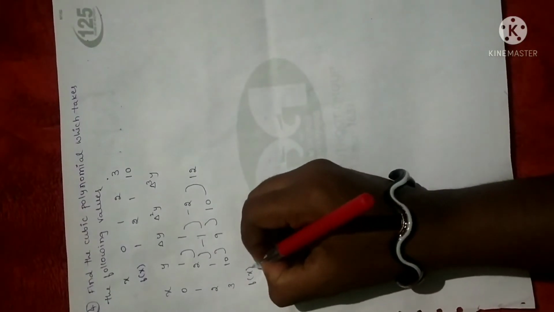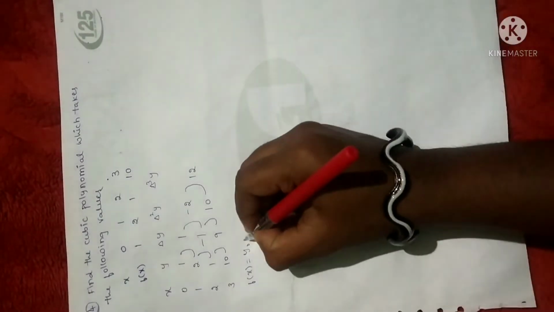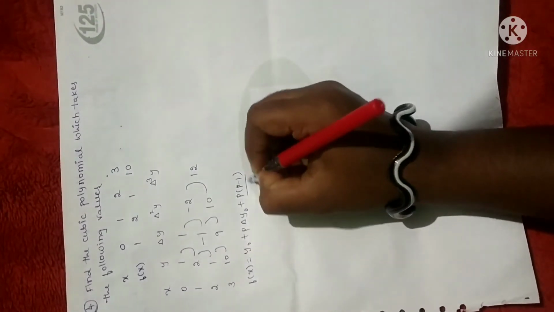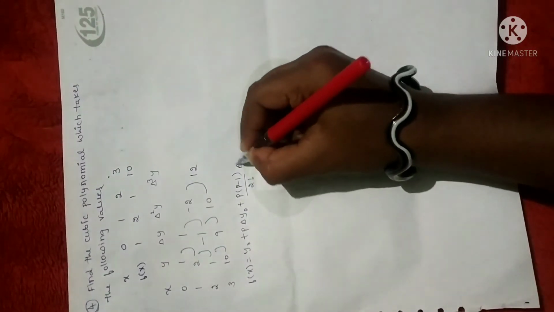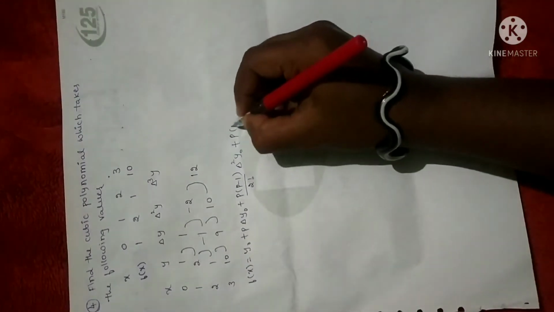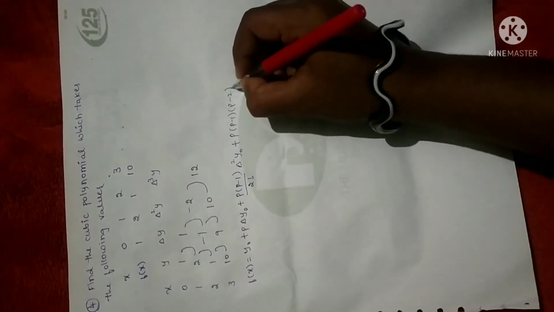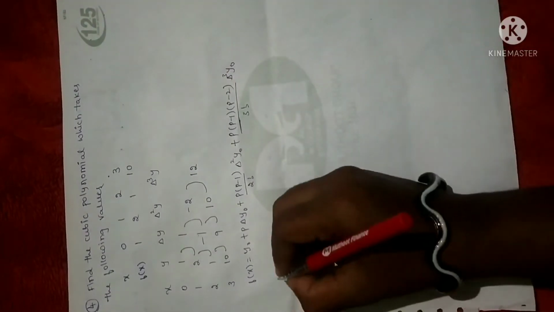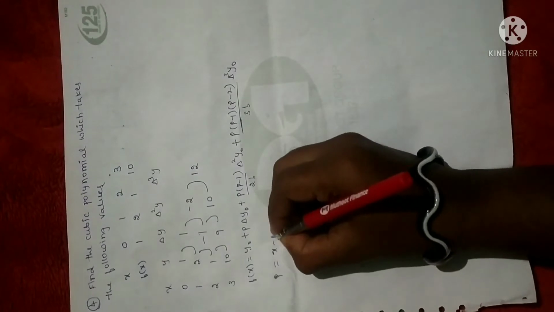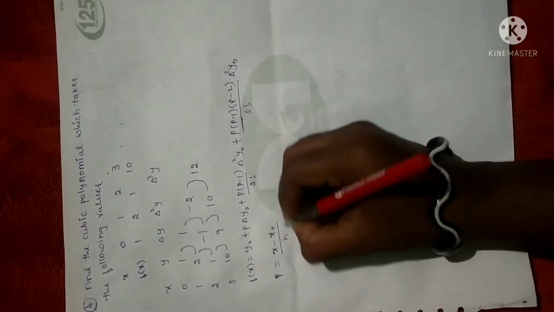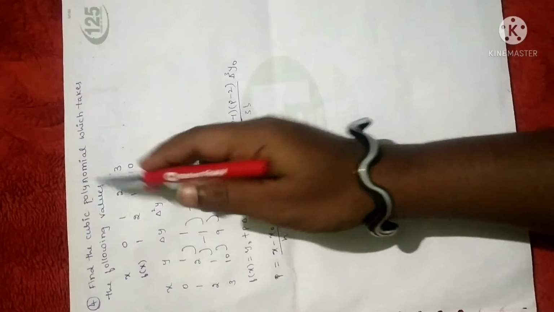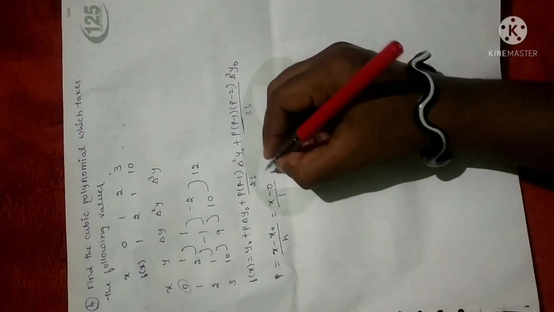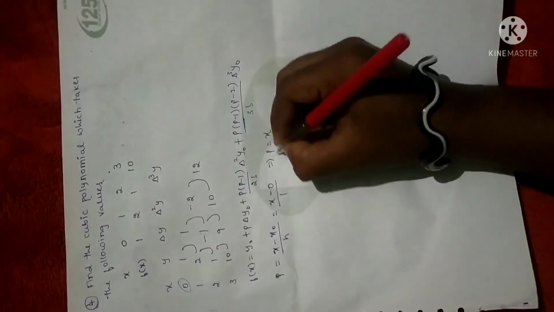Let me write down the formula. F of x is equal to y naught plus p into delta y naught plus p into p minus 1 divided by 2 factorial into delta square y naught plus p into p minus 1 into p minus 2 divided by 3 factorial into delta cube y naught. Now p can be calculated by using the formula x minus x naught divided by h. As usual, x is x only. Why? Because it is polynomial. X naught is the initial value, it is 0, divided by h is the common difference, it is 1. Therefore p value is x.